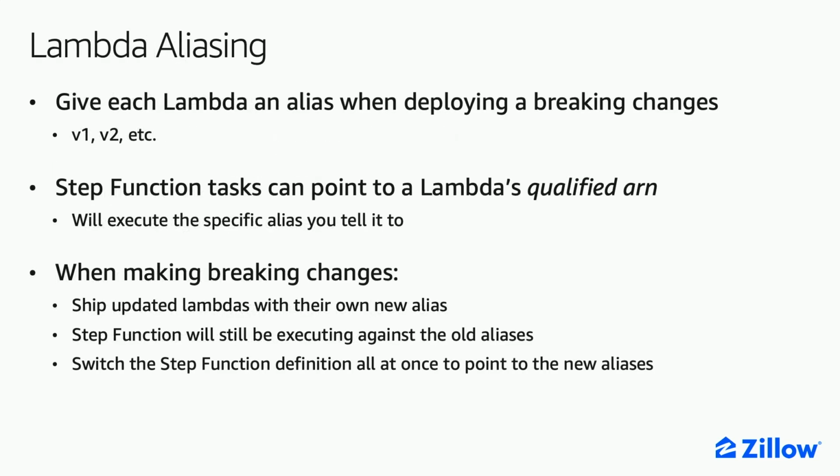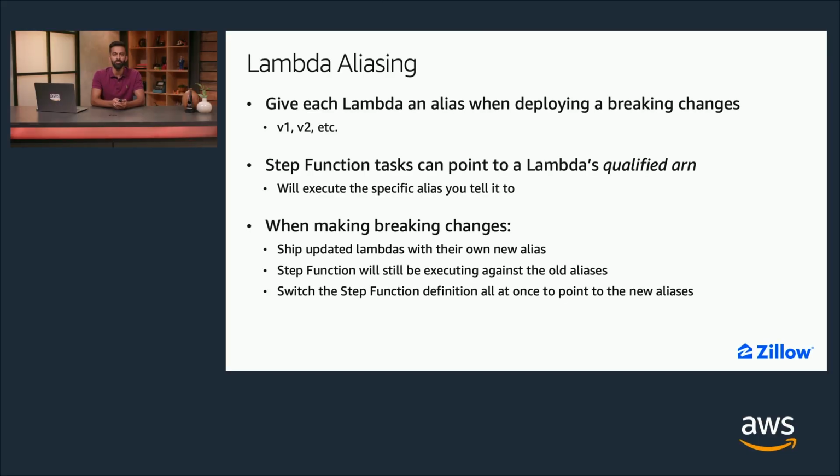Another very important and useful technique we make use of is called Lambda aliasing. All Lambda functions have versions, and every time you deploy your Lambda, a new version will be created. What's important though is you can assign an alias to these versions. In our case, we label them v1, v2, etc. When you define your step function, you can have your task states point to a qualified ARN, which is the ARN for a particular alias for your Lambda function.